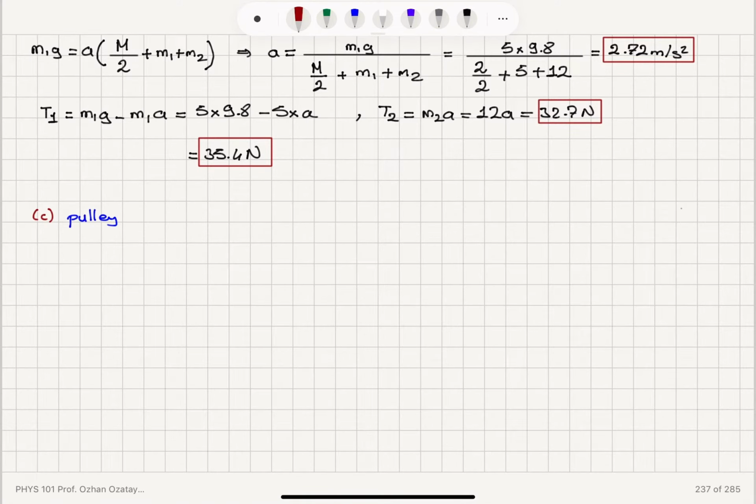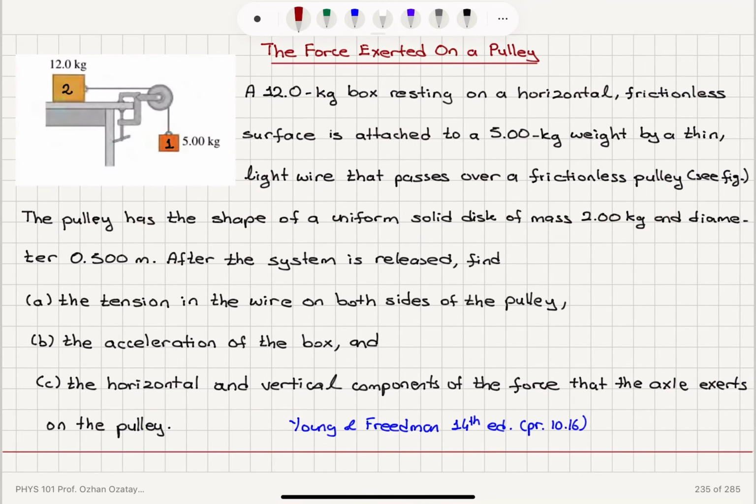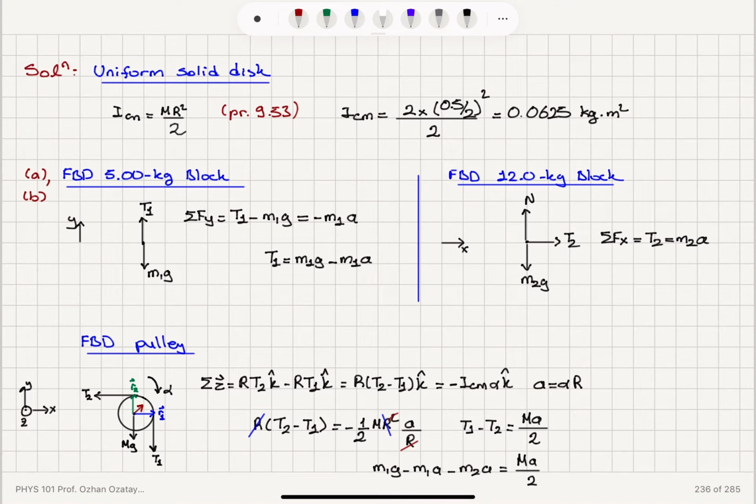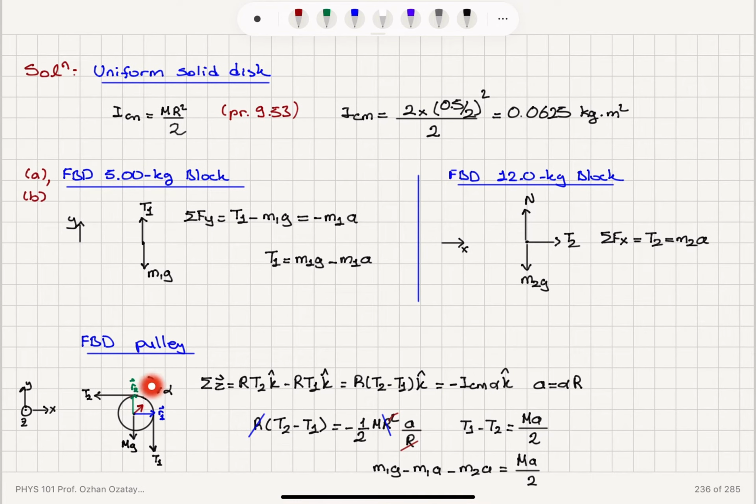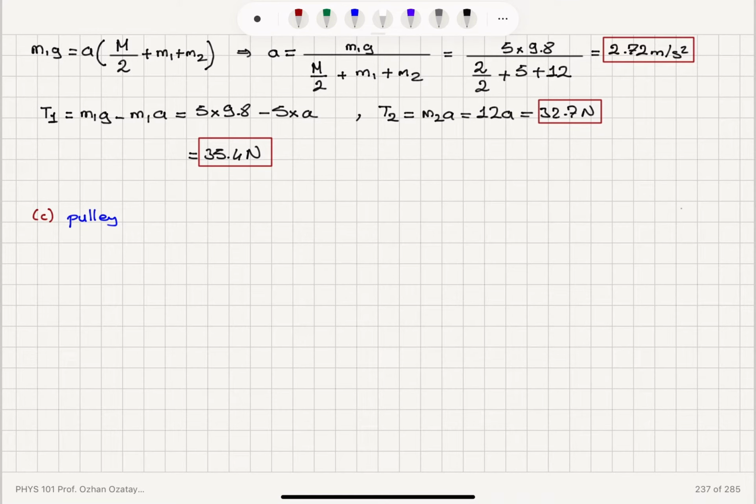Now you might wonder why we have 2 different tensions here. Well, as you can see, this pulley has a mass, so it's going to feel a torque due to these 2 tensions. If these 2 tensions were the same, there would be no torque on this pulley and the system would not be rotating. So in order to ensure we have a rotation here, we need to have a T1 which is greater than T2 so that there will be a net torque in the clockwise direction, to cause a clockwise rotation.